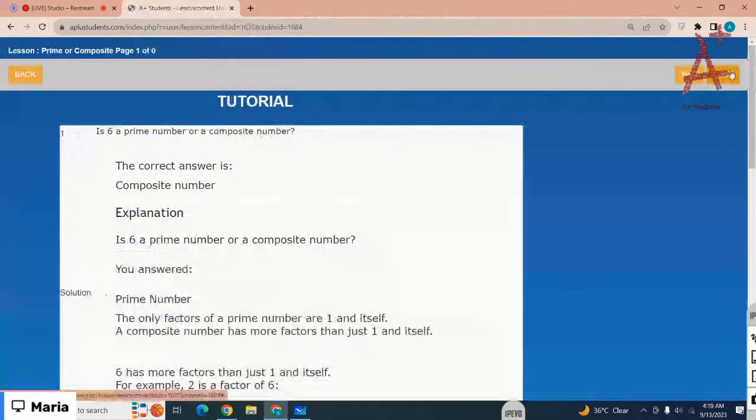Is 6 a prime number or a composite number? Which is the correct option? Just look at the factors of 6, right? 6 times 1 is 6. Do we have two other numbers that make 6? Yes, that are 2 times 3. That means 6 has more than 2 factors, so 6 isn't a prime number, 6 is a composite number, right?